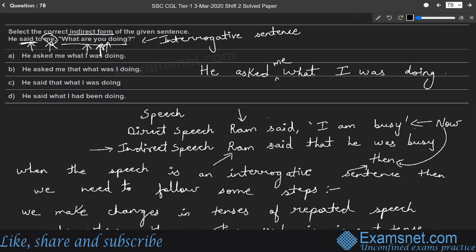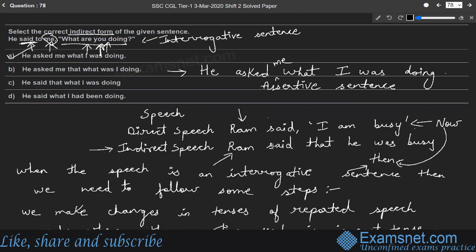Now you can see that the sentence is an assertive sentence. There is no question here. So we have changed the interrogative sentence to the assertive sentence. So the final sentence is, he asked me what I was doing. So for this question, the correct option will be option first.